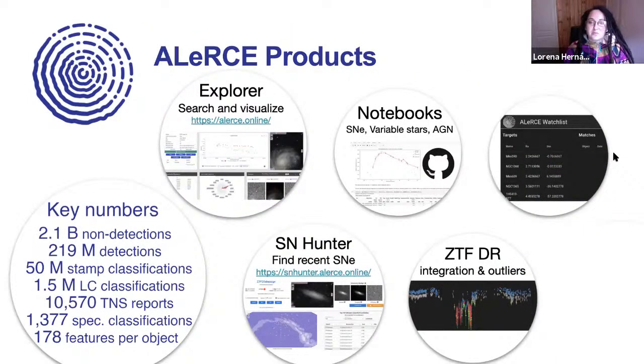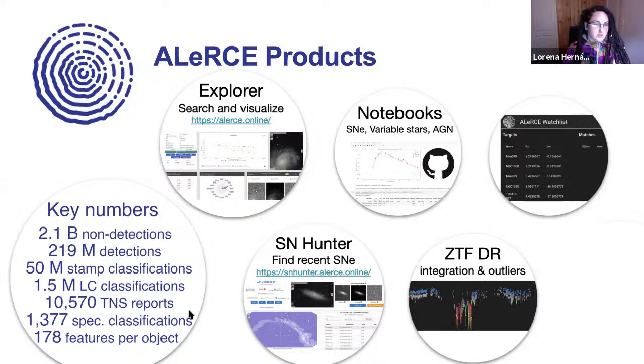ALeRCE also has different products that are available and public for the community. So let me show you very briefly. So we have the Explorer, which is useful to search and visualize your favorite source using the coordinates or the name. We also have Jupyter notebooks focused on different science cases. And we are also working on a watchlist, which allows you to make crossmatch in real time. We have also the Supernova Hunter, which is a web interface that allows you to search for very young supernovae. And we also work with data releases that allow a more complete light curve.